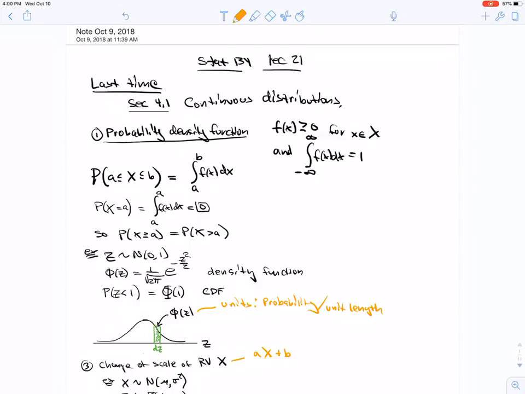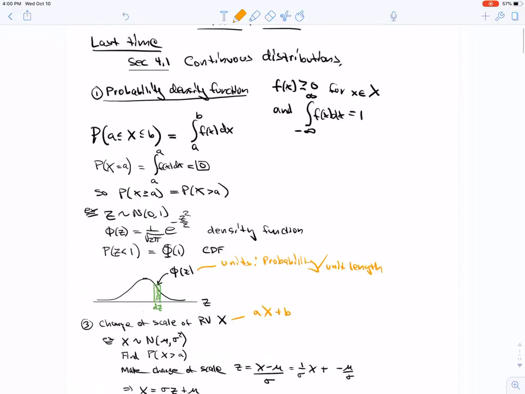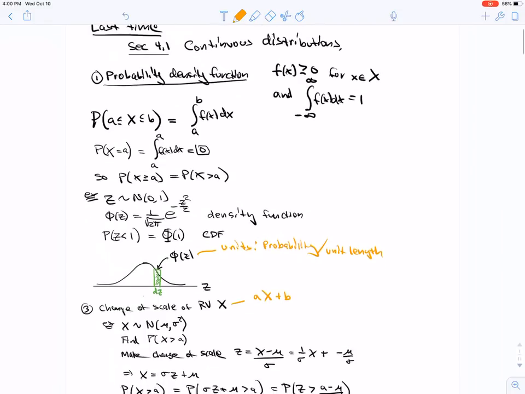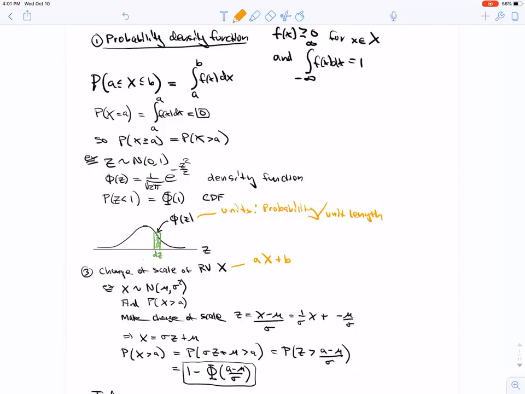Last time we started talking about continuous distributions, in particular the probability density function, which is a non-negative function that integrates to 1. A notable thing about it is that the probability of a particular point is always 0. So when we say the probability that x is greater than or equal to a, that's exactly the same as the probability that x is greater than a. So we'll often be sloppy about endpoints.